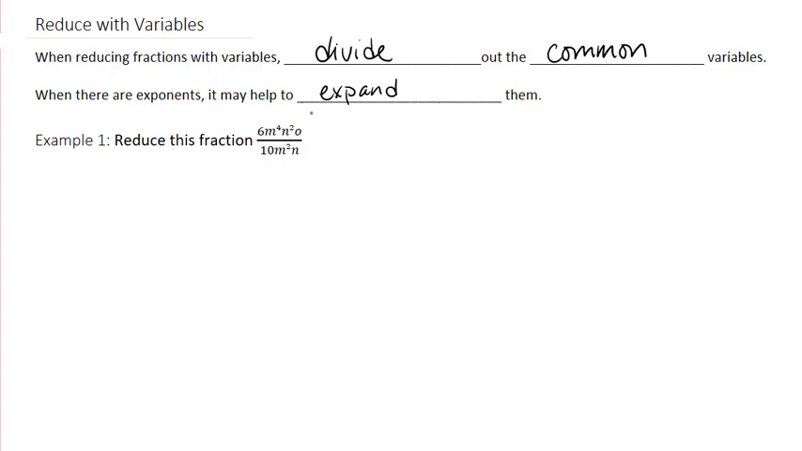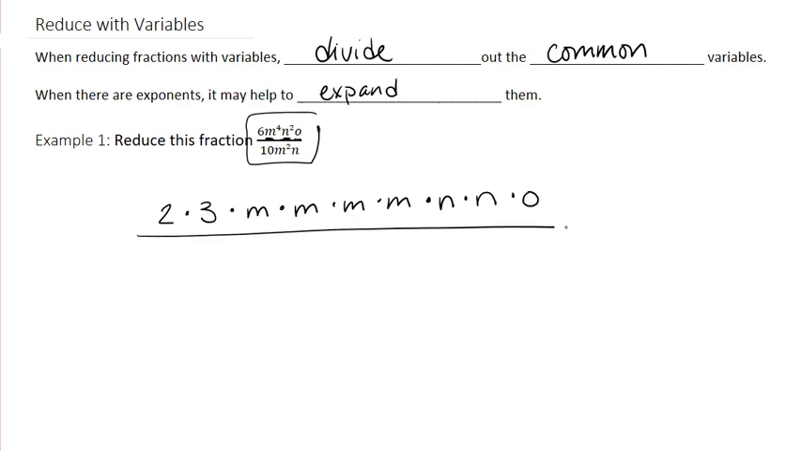So here we have our fraction and we need to reduce it. So we have 6, which can be first reduced to its prime numbers. So 6 can be divided by 2 and 3. And then we're going to expand each of these variables. So we have m to the 4th, which is really written as m times m times m. Then we have two n's, so we'll write it as n times n, like that. And then we have o.